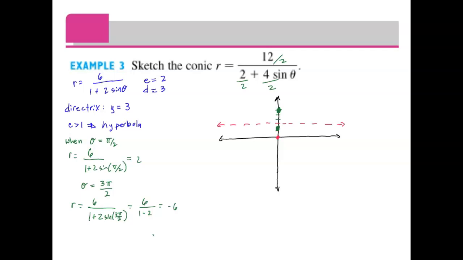Sorry, what's that? Yeah. So these are coordinates. This is the coordinate 2 comma pi over 2. And this is the coordinate -6 comma 3 pi over 2.